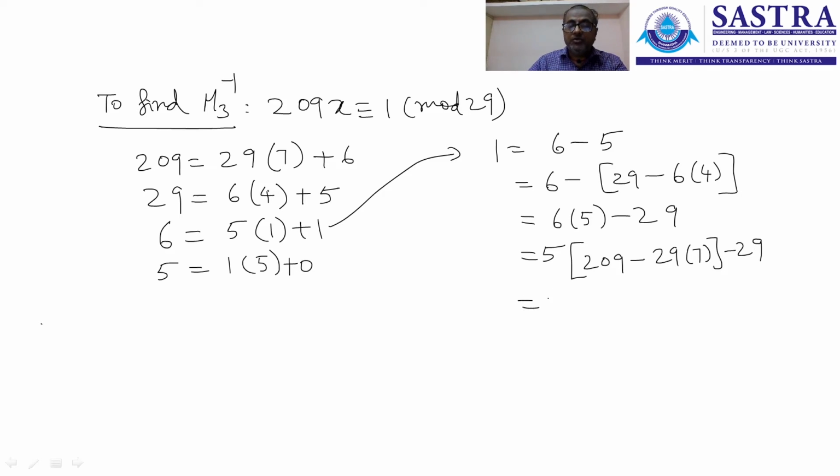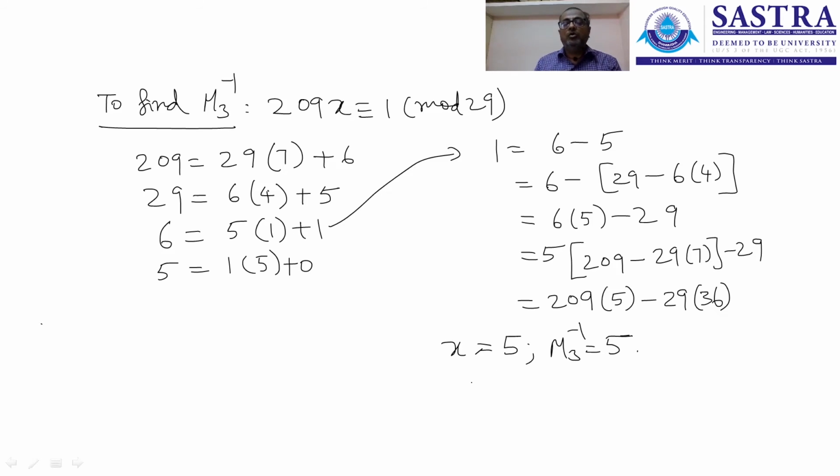So this gives you 209 into 5 minus, okay, you'll have this minus 36 into 29. Okay, so now your value of x is 5. That is, M3 inverse is 5.